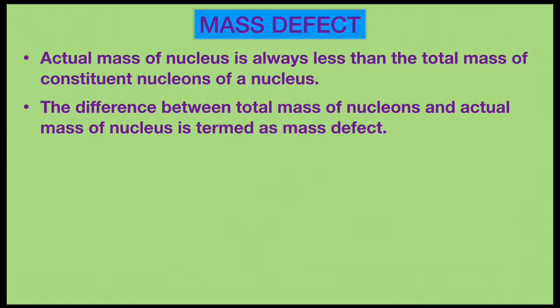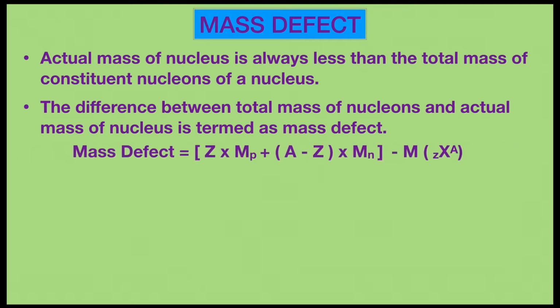So the concept is very easy. Since the total mass of nucleons is more than the actual mass of the nucleus, the difference between these two masses is known as mass defect. Mass defect is given by a formula, and this formula is very simple. It is the total mass of nucleons minus the actual mass of the nucleus. Here the total mass of nucleons is represented by the total mass of protons and the total mass of neutrons.